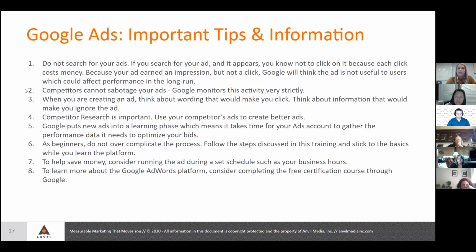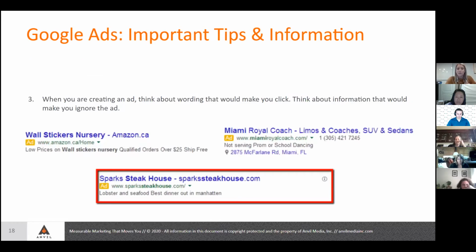The third is when you are creating an ad, you want to really think about wording that would make you click. You also want to think about information that would make you ignore the ad. So we have some examples here. This very top one, we see an ad for wall stickers nursery. Low prices on wall stickers nursery, qualified orders, whatever. So we don't really get a lot of information. There's nothing here that's really making me click. I don't know what these wall stickers are. I see nursery, but there's really not enough information there to make me want to click on that ad.